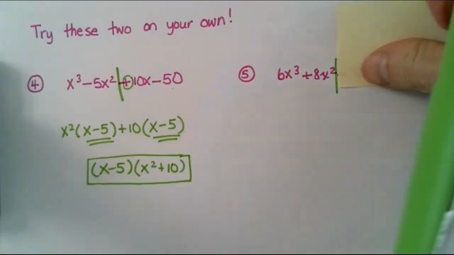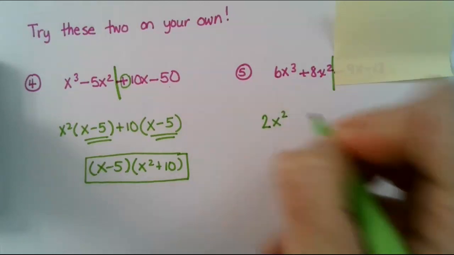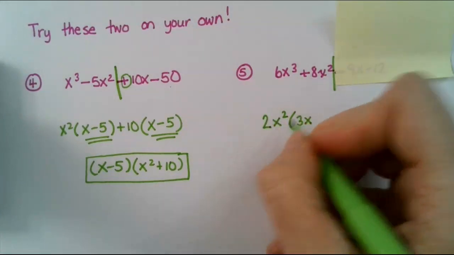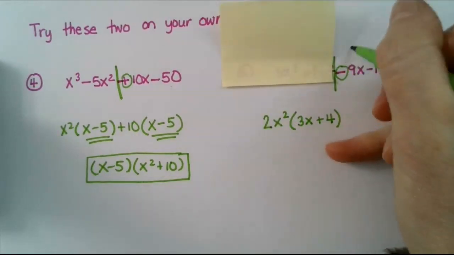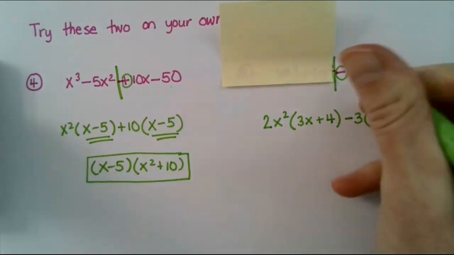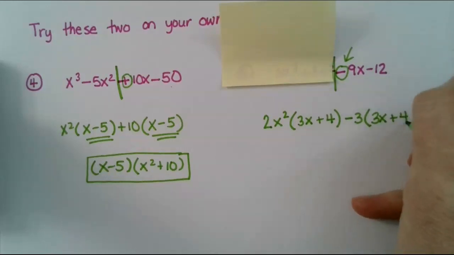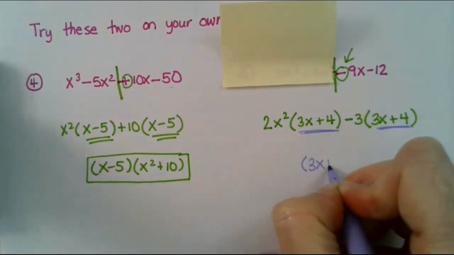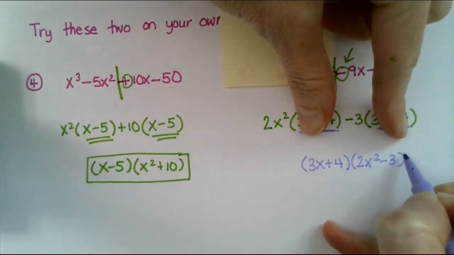Split. 6 and 8, both divisible by 2. Both have an x, so take out the smallest exponent. 6x cubed divided by 2x squared is 3x. 8x squared divided by 2x would be 4. Switch it. Factor out a negative. What goes into both 9 and 12? Negative 3. Negative 9 divided by negative 3 is positive 3x. Negative 12 divided by negative 3 is a positive 4. Again, smile because these are the same. So there's your first common factor. If I remove these from this group, I'm left with 2x squared minus 3.